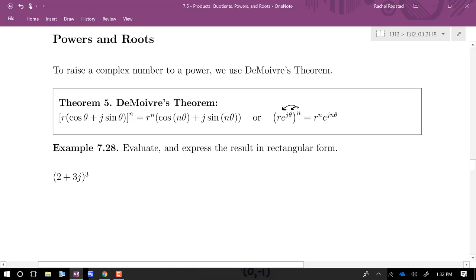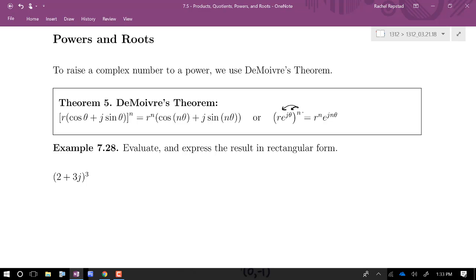So I have r to the n. And if I take e to the j theta and raise that to the n power, well, we multiply the exponent. So it's not so surprising that we have n theta as our angle. And over on the other side, it's just written in that trigonometric form.